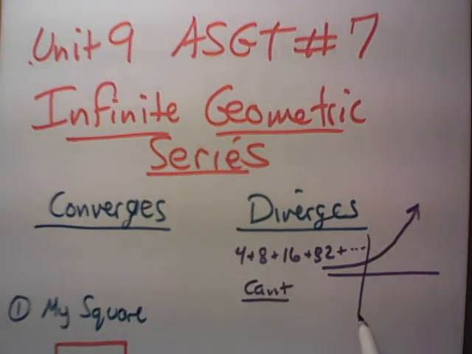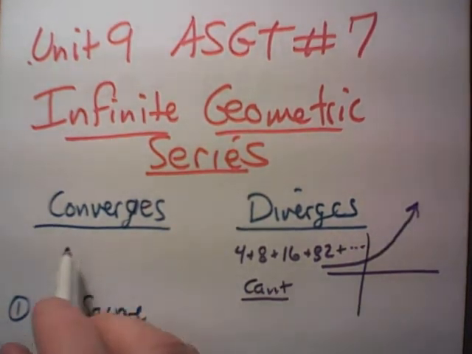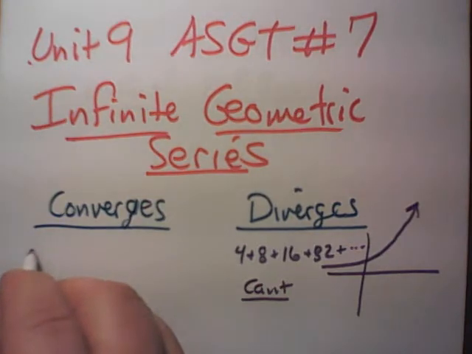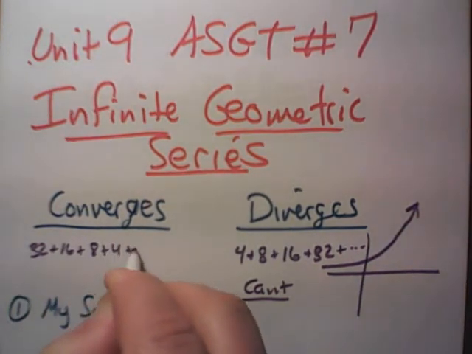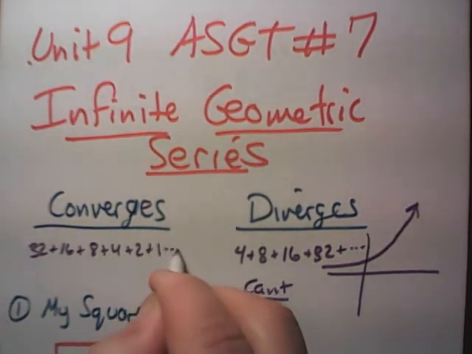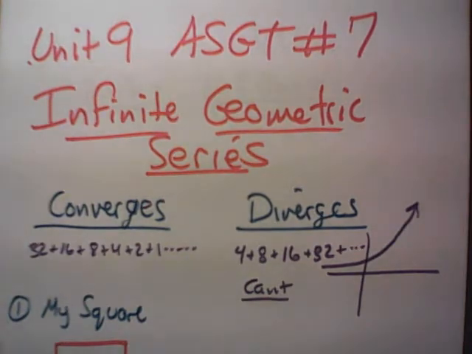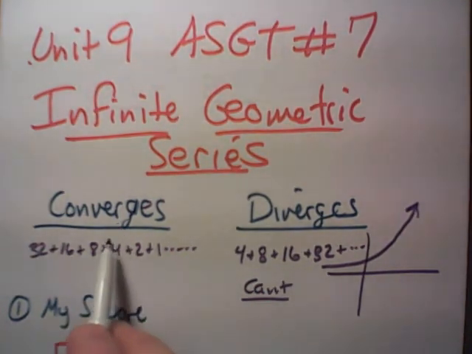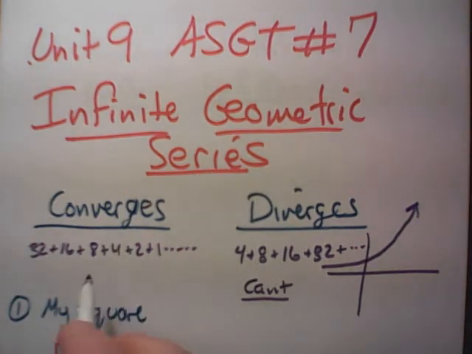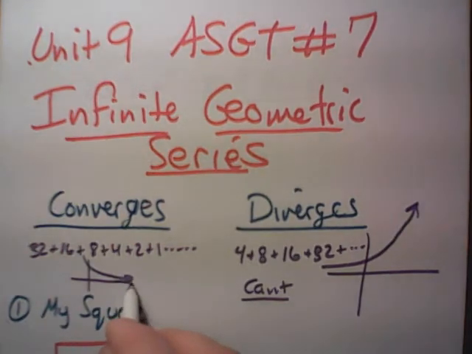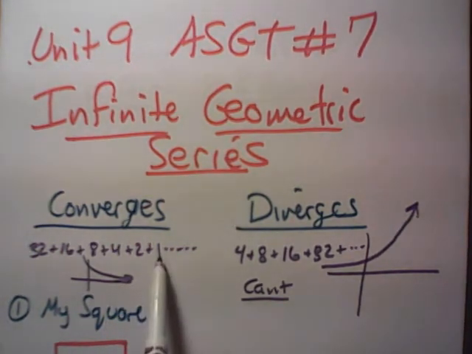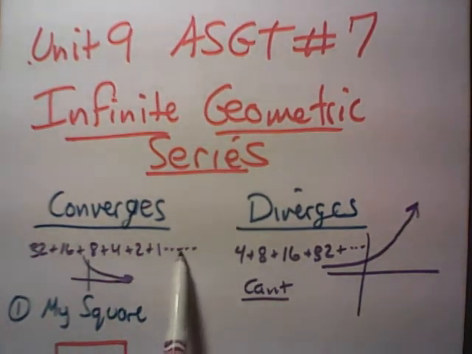from the x-axis. However, if it converges, let's say we start with a number like 32, and then we cut it in half and get 16, and then 8, and then 4, and then 2, and then 1, and it keeps going, that is a different story. This is an example of something that converges. It's very similar to exponential decay, and it approaches the x-axis even though it never really touches it. This will never get less than 0.